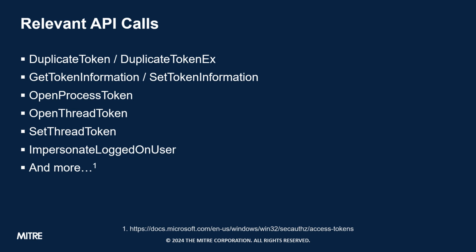If we want to retrieve an existing token, we can rely on functions like OpenProcessToken or OpenThreadToken. As we learn more about access tokens and get some hands-on experience, we'll definitely be using some of these API calls. And don't forget that adversaries rely on these same functions as well, so we will see these functions pop up in CTI articles and attack technique pages.